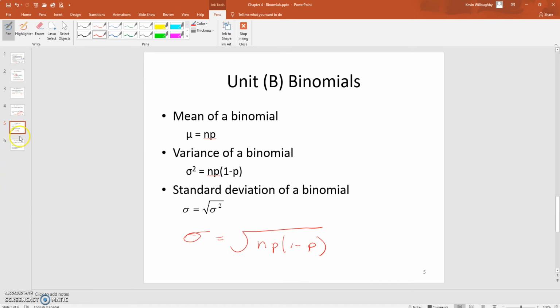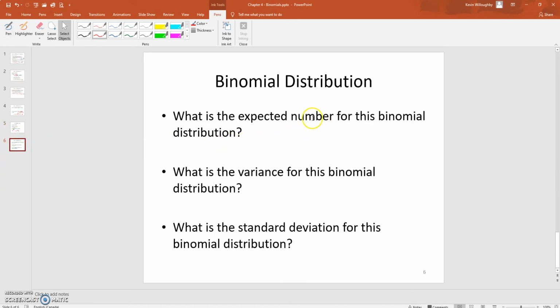So let's look at an example. What's the expected number? Remember, expected number also means average or mean for this binomial. What's the variance and what's the standard deviation for this binomial distribution? We are working on the previous example, where we have 5 questions, and the probability of success on any one question is 0.25 because there's 4 options. For these questions, we don't need to know what x is. So the expected number for this binomial is n times p, 5 times 0.25, which gives us 1.25.